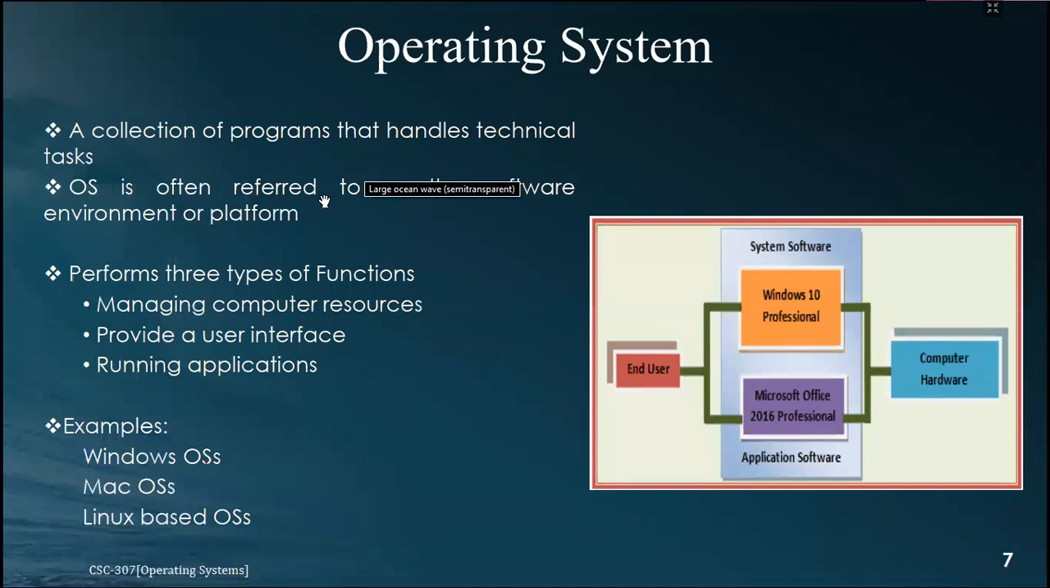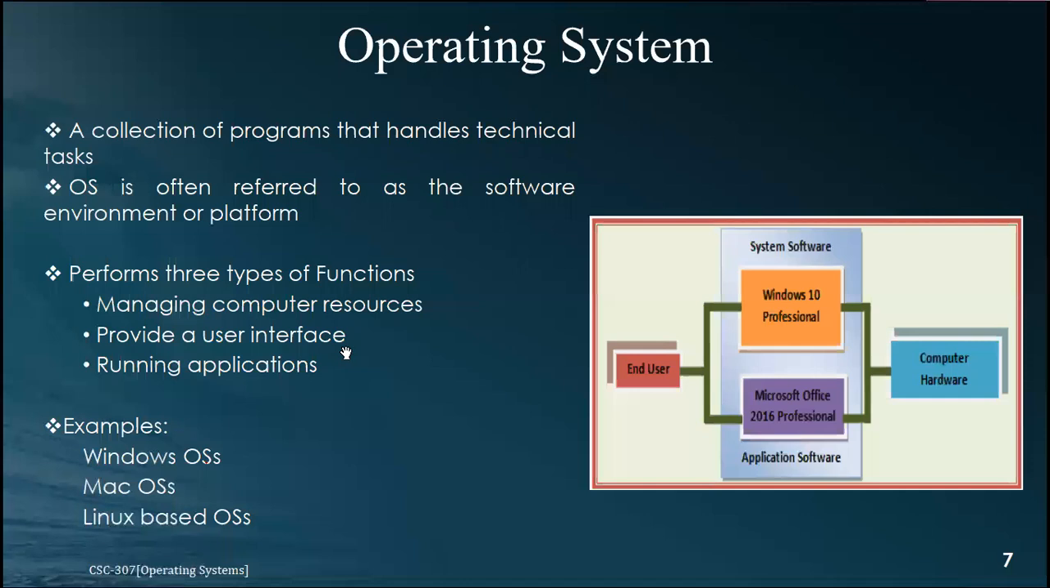Operating system is often referred to as the software environment or platform. So basically this is a software that actually handles the other softwares. It performs three types of functions: managing computer resources, provide a user interface, and running applications. So the operating system, apart from being a software itself, manages computer resources. It provides a user interface.